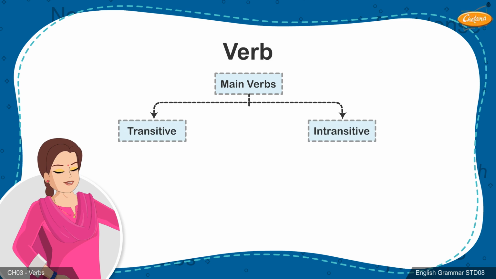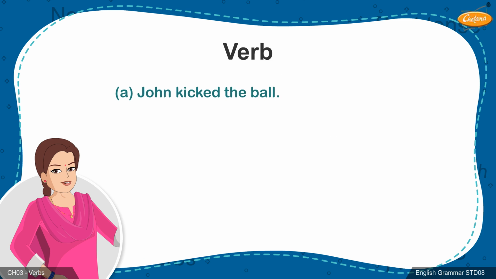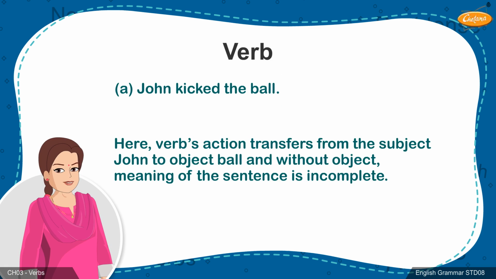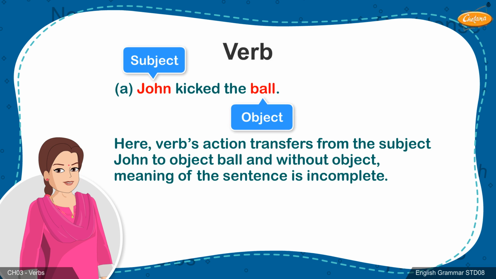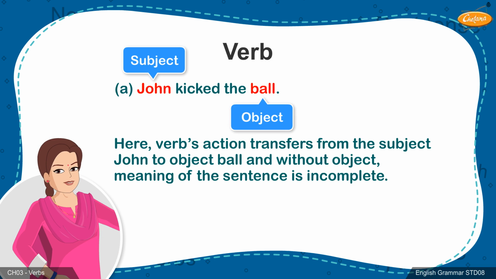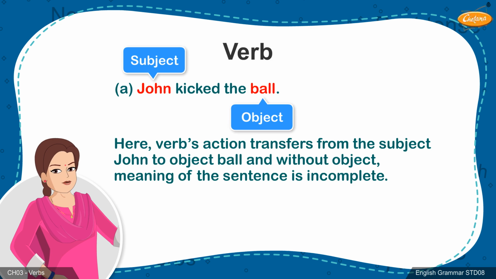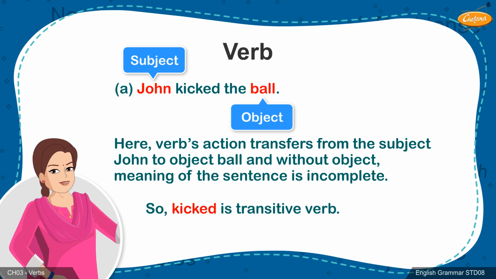Let us see how this happens. Let us take the sentence, John kicked the ball. Here, the action of the verb transfers from the subject, John, to the object, the ball. Without the object, the meaning of the sentence is incomplete. Therefore, kicked is a transitive verb.